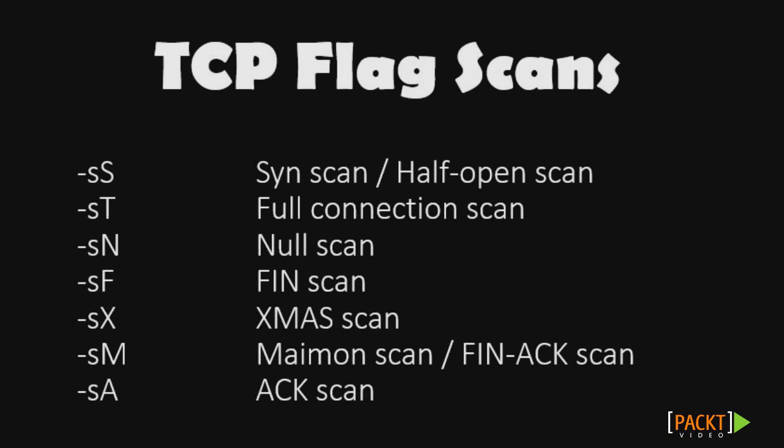By default, Nmap uses SYN scans or half-open scans, but depending on the security settings of your target systems, you may have more success with other TCP flag scans, to include full connection scans, null scans, FIN scans, Christmas tree scans, FIN-ACK scans, or ACK scans. So those are just a few ways that you can use Nmap for port scanning and service enumeration.